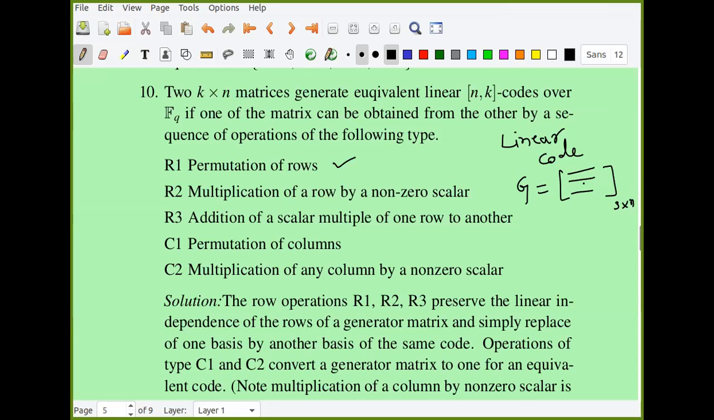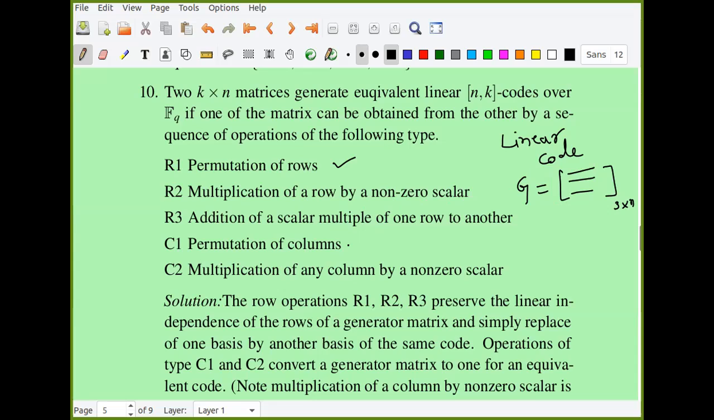So I am replacing this vector with another vector. Still they are linearly independent, so not a problem, right? This also I can do. The third one is the same thing: they are again linear combinations, so they are again elements in the linear code only, right? Permutation of columns, we did earlier.